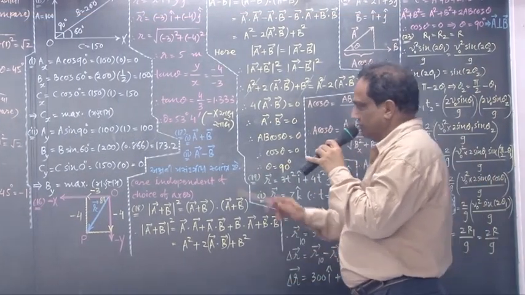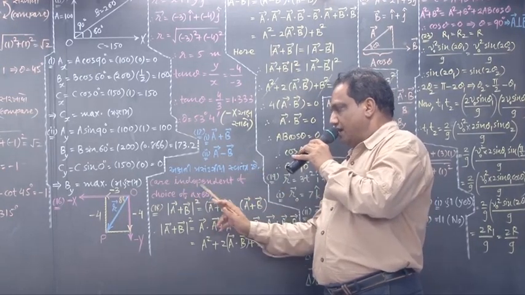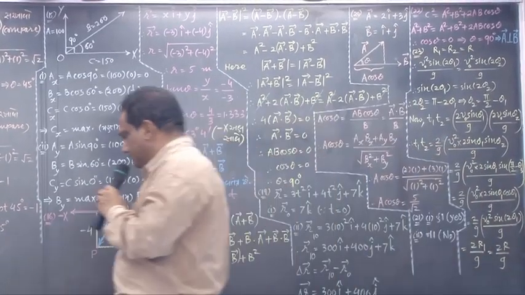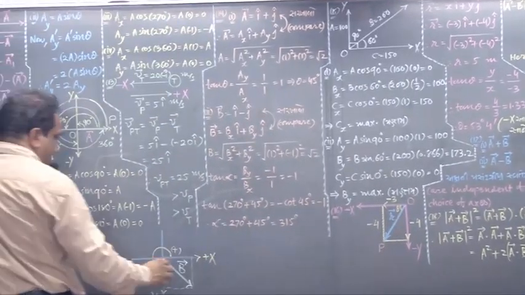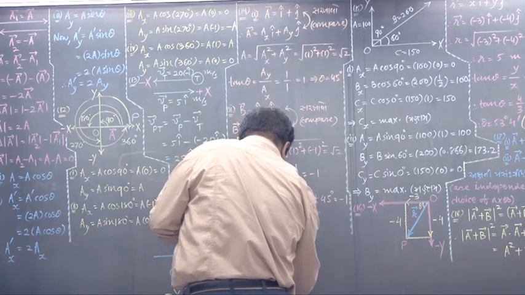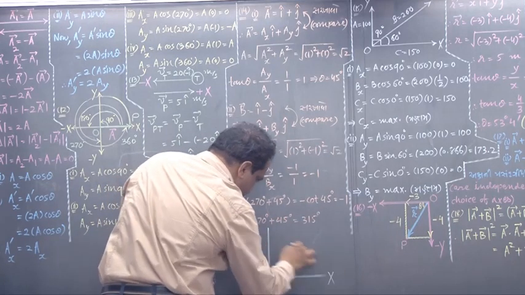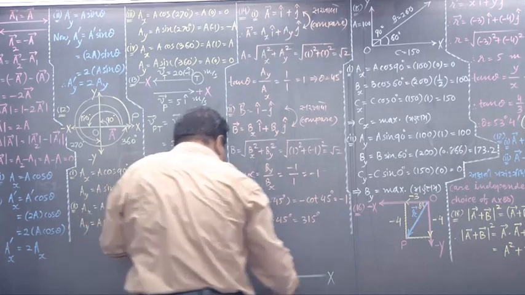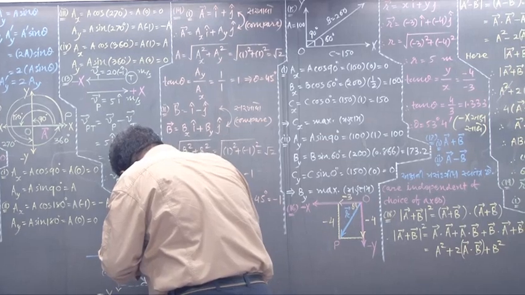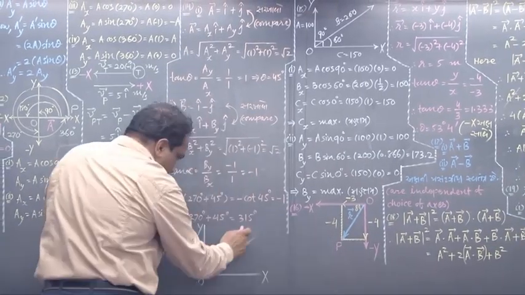Look, vector A plus vector B or vector A minus vector B are independent of the choice of axis. Why? Look. Say this is one coordinate system, OXY. This is another coordinate system, O x dash y dash.